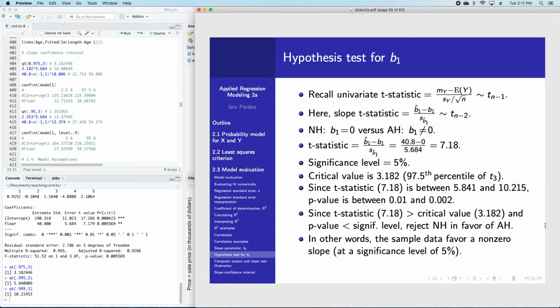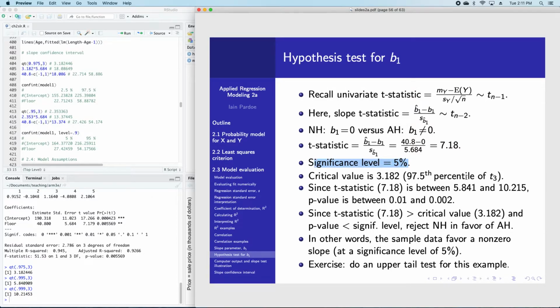So this is a way of evaluating the model because it tells me I've got significant evidence of a non-zero slope here. So that's how to do a two-tail test with this significance level.